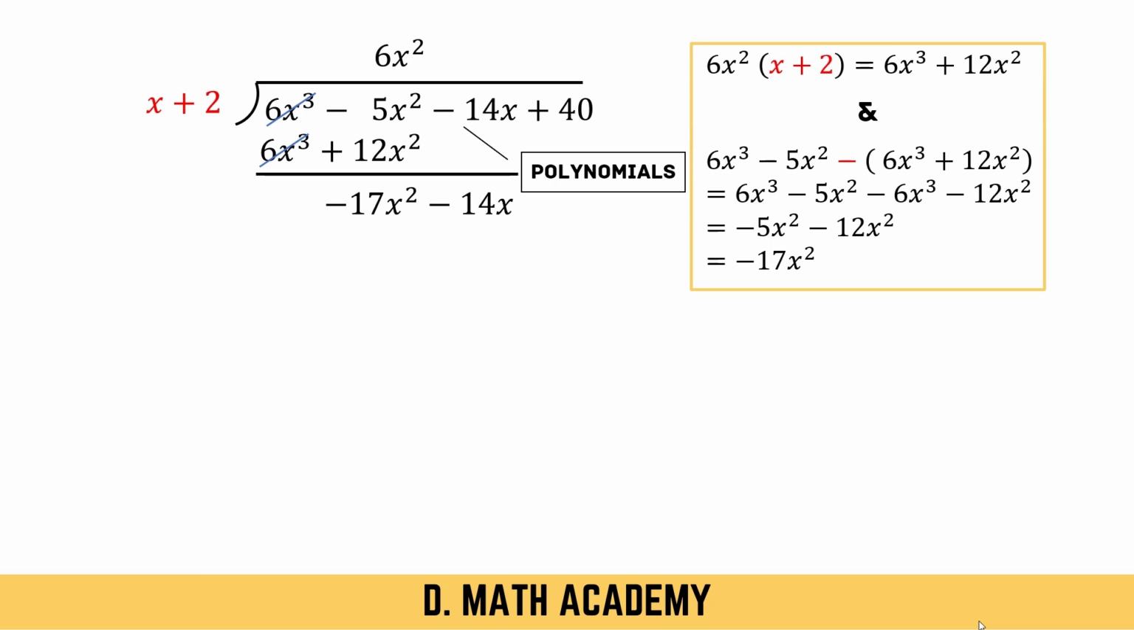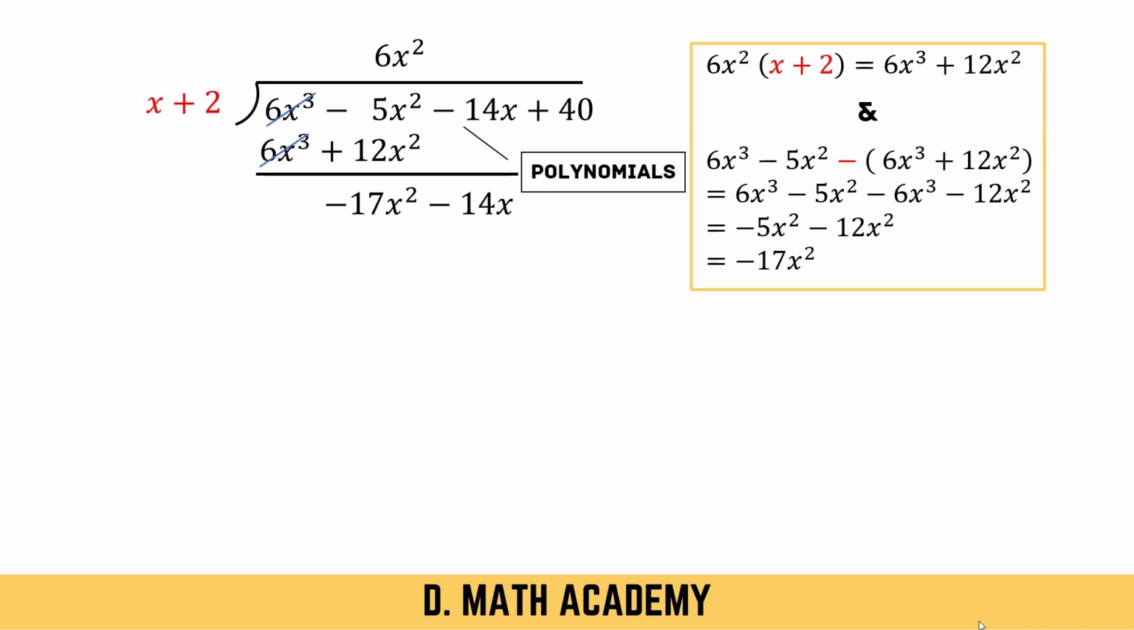6x cubed minus 5x squared is being subtracted with the entire result written down there. So we have to put the bracket down and multiply the negative into both of the terms. When the negative multiplies into the brackets, I will get negative 6x cubed minus 12x squared. Hence the result will be negative 17x squared. Then I drag the negative 14x down from the top.